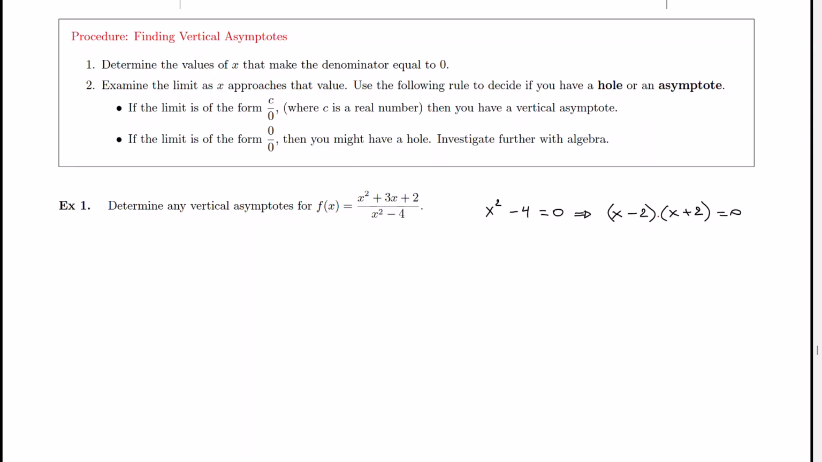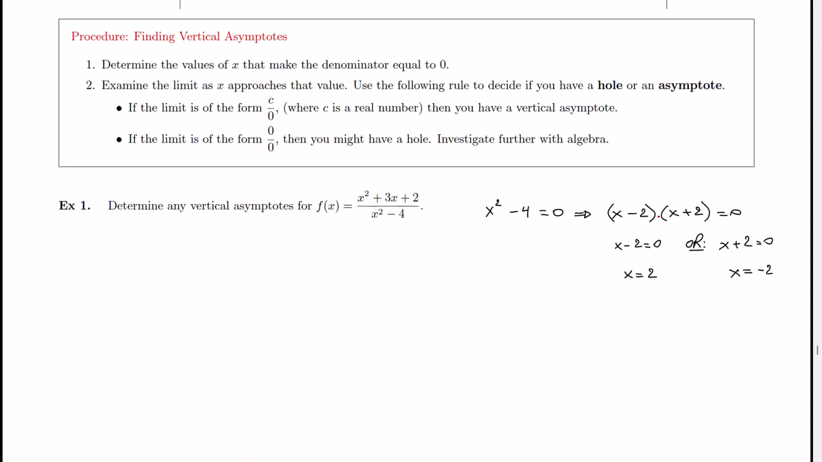And because this is a product, I can either set the first parentheses to be 0 or the second one to be 0 according to the zero product property, which means that either x is equal to 2 or x is equal to negative 2. So those two values are the numbers that make the denominator equal to 0, and they may or may not be holes or vertical asymptotes. So how do we check? I could either look for the limit as x approaches 2 from the left or the right and see that it's plus or minus infinity, and do the same thing again with negative 2.